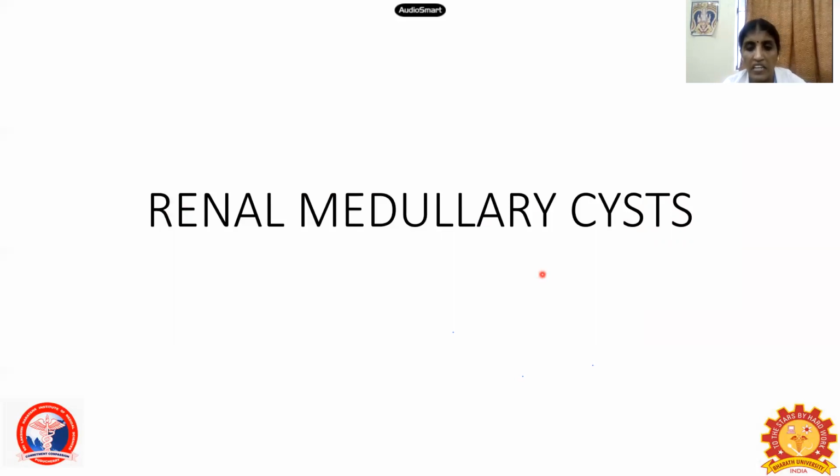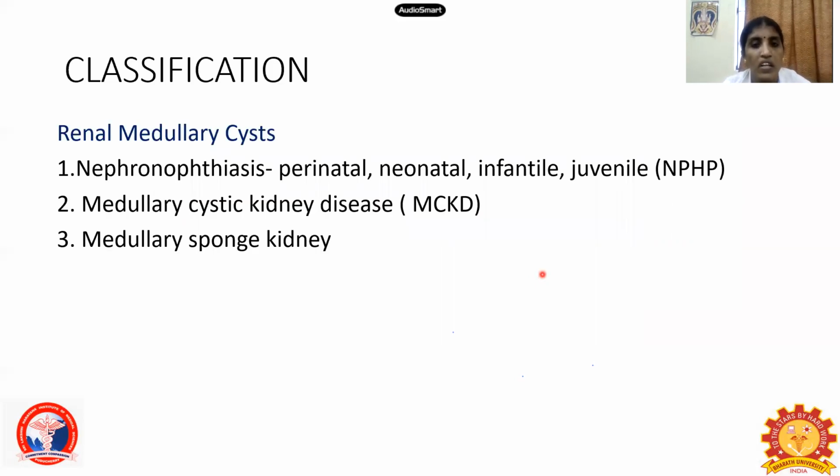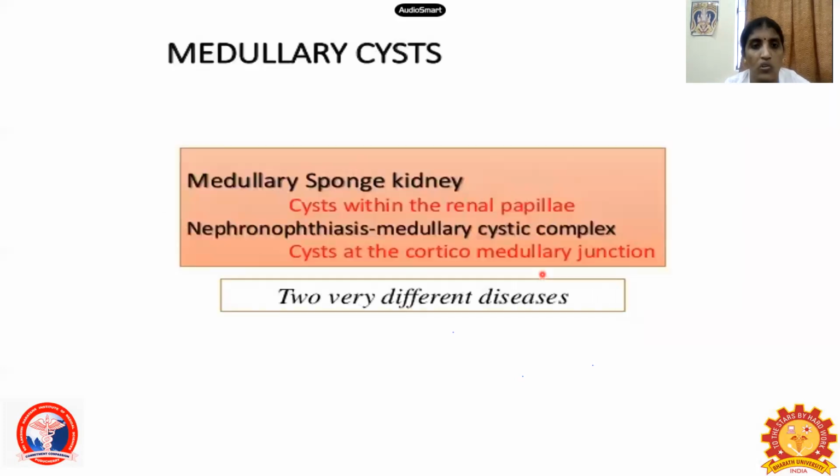So we have discussed all about polycystic kidney disease, which is the most important. The second most common is the renal medullary cyst. Under renal medullary cyst, the most important are medullary sponge kidney and nephronophthisis. And there is something called medullary cystic kidney disease also. Medullary sponge kidney and nephronophthisis, these two are very important, as I told you.